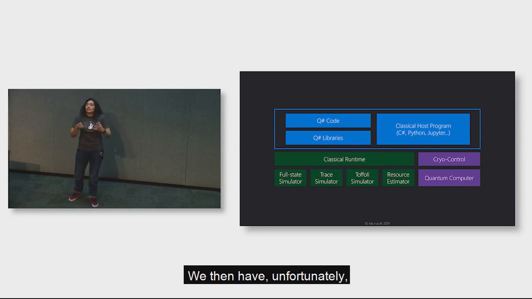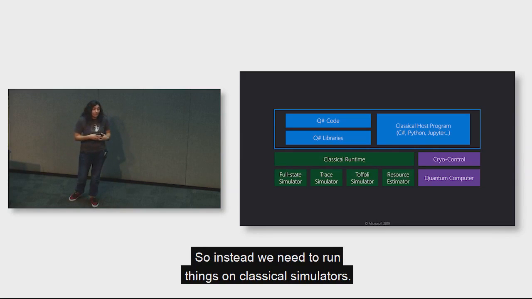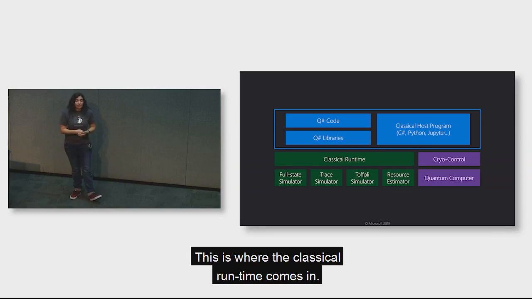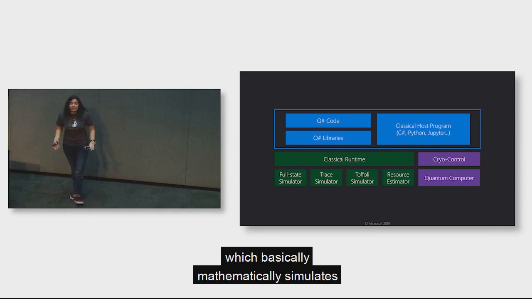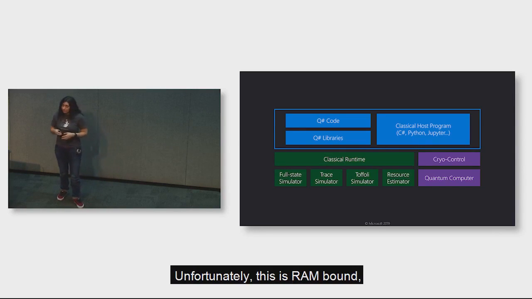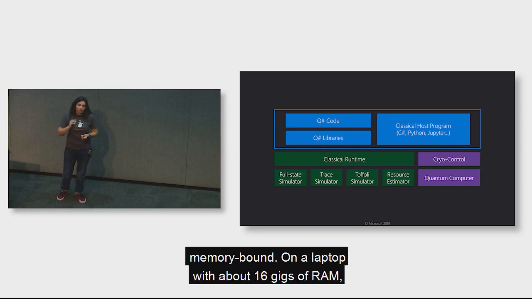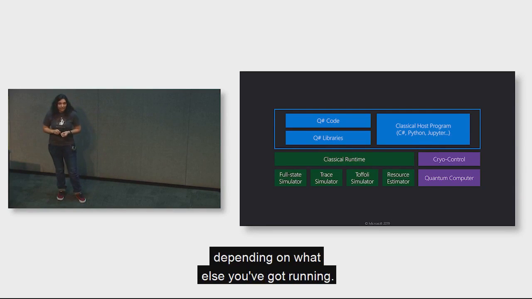Unfortunately, there's no real quantum hardware available at scale yet. So instead, we need to run things on classical simulators. This is where the classical runtime comes in. You can use the full state simulator, which basically mathematically simulates the state of all of the qubits in your system. Unfortunately, this is RAM bound, memory bound. On a laptop with about 16 gigs of RAM, you can run up to 30 qubits, depending on what else you've got running.